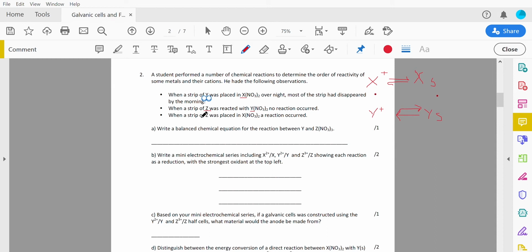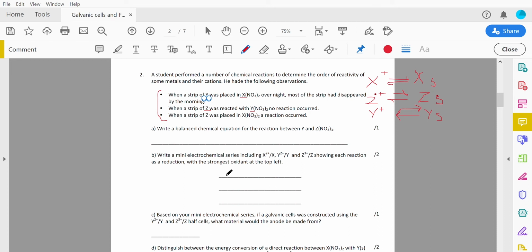Third, when a strip of Z was placed in XNO3, a reaction occurred. So again, the strip of Z must be the strongest reductant, so it must be below the strip of X, and X ion must be above the Z ion. So here, I've worked out from these 3 observations where they all sit in relation to each other. So, write a mini electrochemical series.